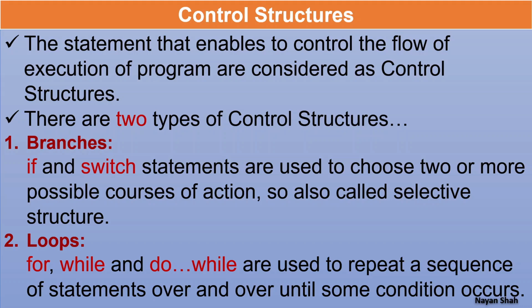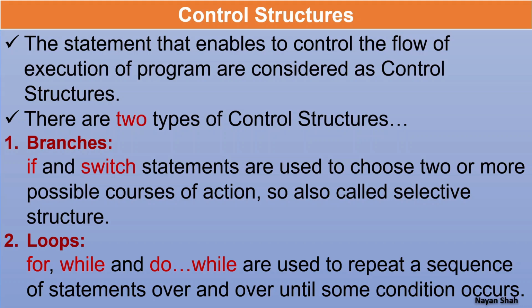There are two types of control structures in most programming languages: branches and loops. There are two types of branches in programming: the if statement and the switch statement. They are used to choose between two or more possible courses of action, and so are also called selective structures. Branches are also called decisive structures or selective structures.